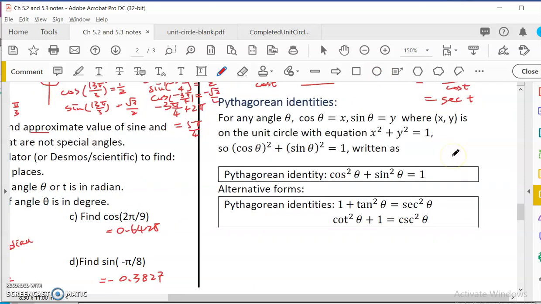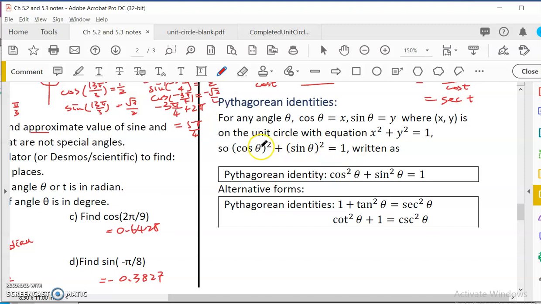The next is Pythagorean identities. Because the way we define sine and cosine is cosine theta is x, sine theta is y. So if I plug this into the unit circle equation, x squared plus y squared is equal to 1, right? Those points are on the unit circle, so cosine square plus sine square is equal to 1 where the two angles are the same.